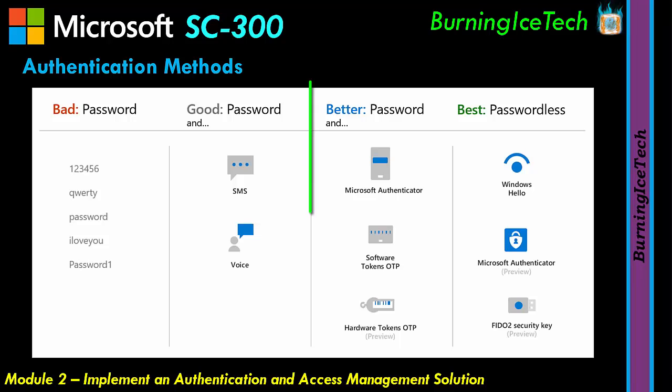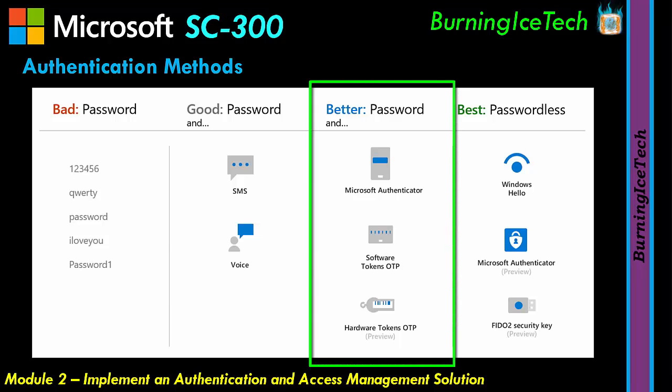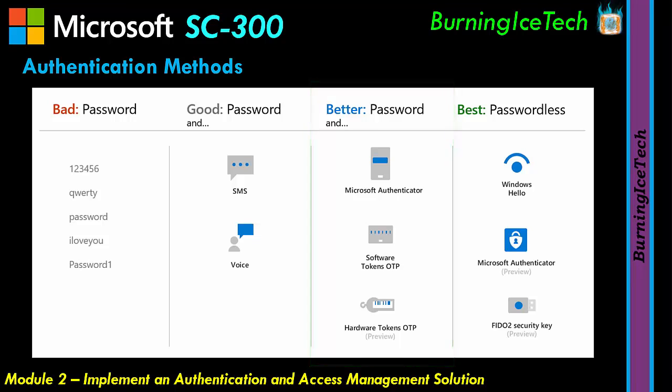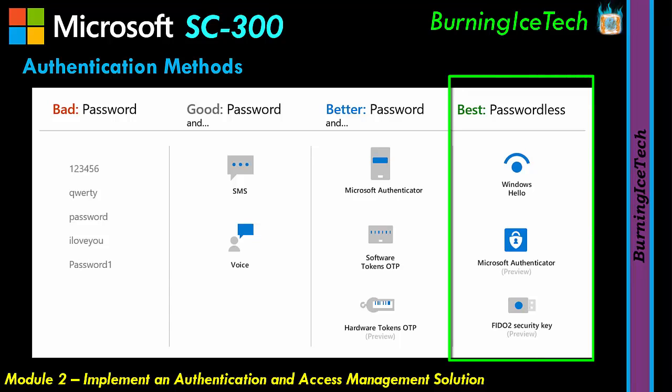Then we've got the second one from the right, which is better. So that would be some sort of Microsoft Authenticator. You've got software tokens, that's OTP, and you've got hardware tokens. So that's better. And then the best would be passwordless authentication: Windows Hello, Microsoft Authenticator if you use the passwordless authentication, or FIDO2 security key.